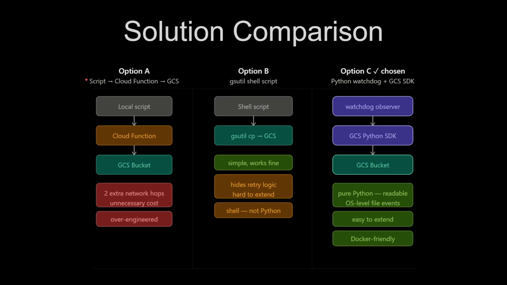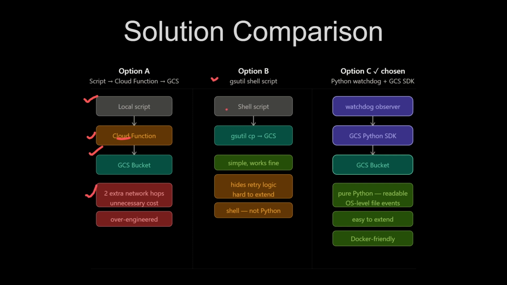So how do we make this event driven? 3 options. Let's look at all of them. The first option you will find in a lot of tutorials: a local script calls a cloud function, and the cloud function calls GCS. But look at the architecture. You are adding 2 network hops just to write to storage. You are paying for cloud function invocation and deploying serverless infrastructure to solve a problem that doesn't need it. It's over-engineered.